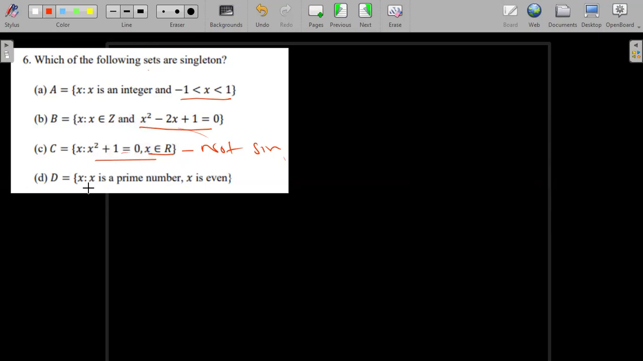D says X is a prime number. So they're saying set D is a set of all X such that X is a prime number and X is even. Prime numbers are numbers that are only divisible by 1 and the number itself. These prime numbers begin from 2.